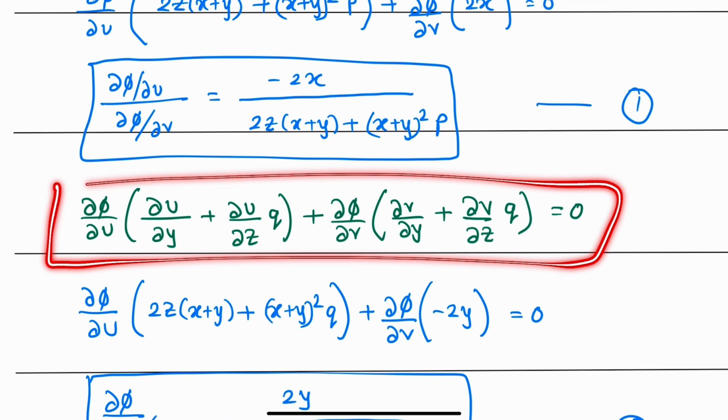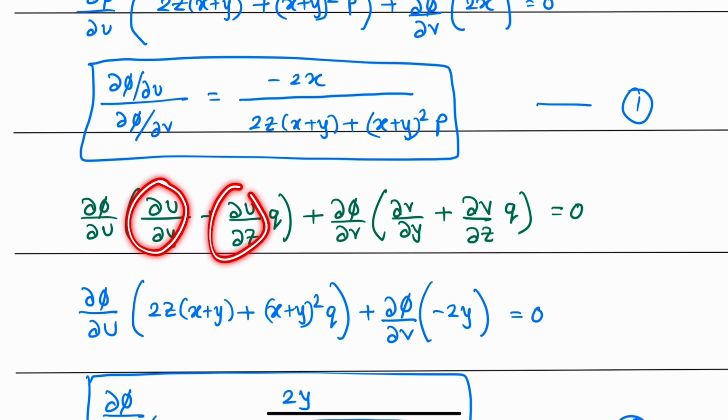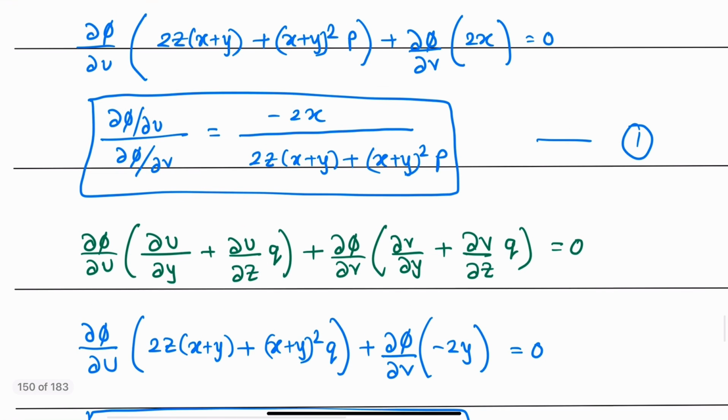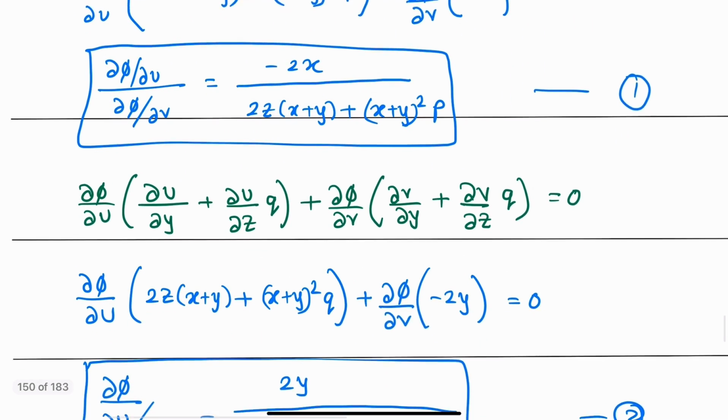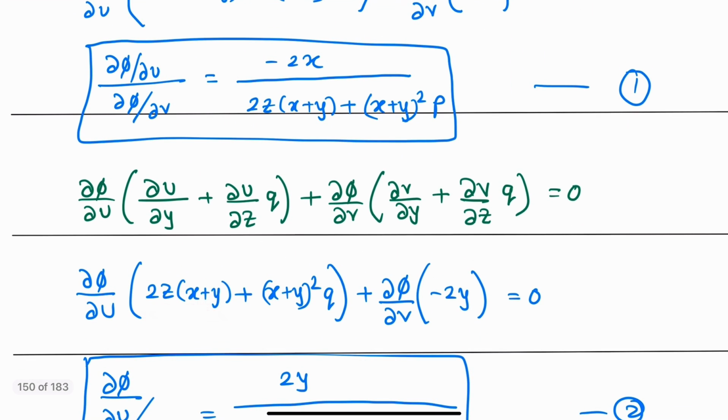Once we have written this, these things are easier to find because we already know u. I'll show you one. The other three things you will find on your own. See, dou u by dou y. We had u as this. So once we differentiate it with respect to y, it will be 2z into x plus y. Okay, that is what I have written here. Similarly, dou u by dou z will be x plus y whole square.